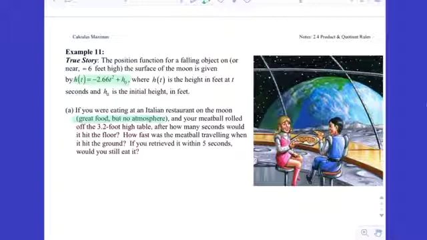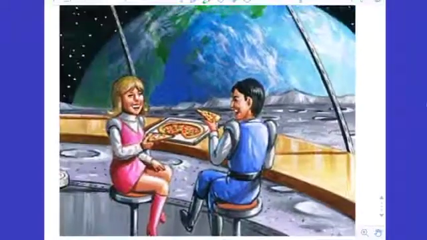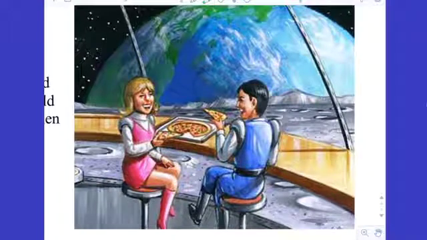Follow-up question: how fast was the meatball traveling when it hit the ground? And then another follow-up question: if you retrieved it within 5 seconds, would you still eat it? In other words, does the 5-second rule still apply on the moon? First things first, here's an actual photograph of 2 kids eating at that restaurant on the moon.